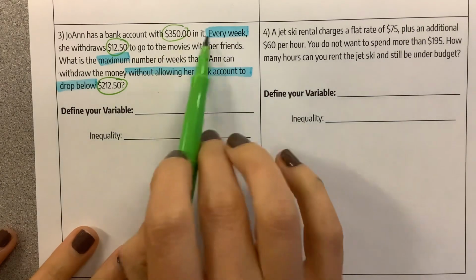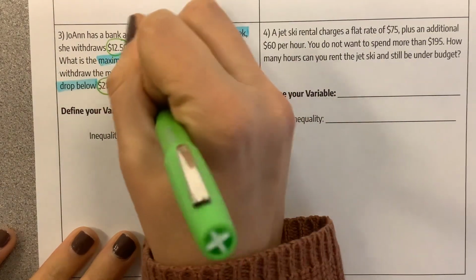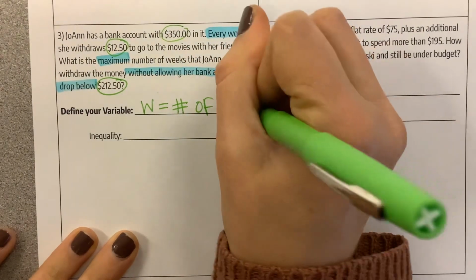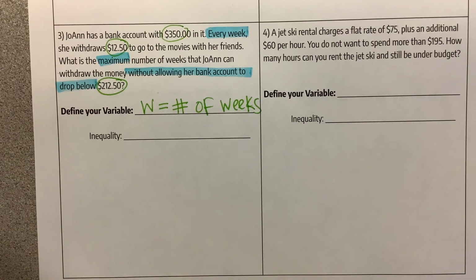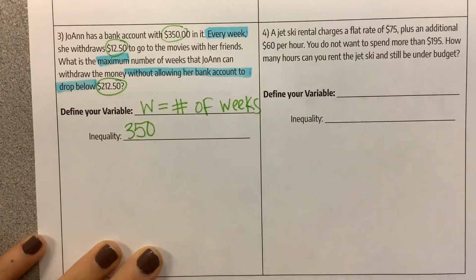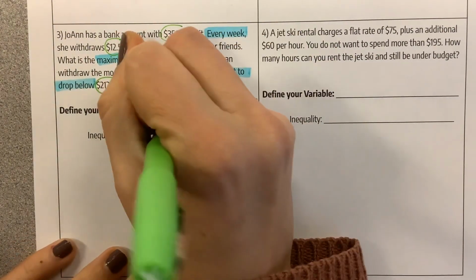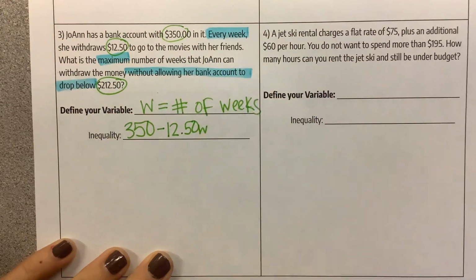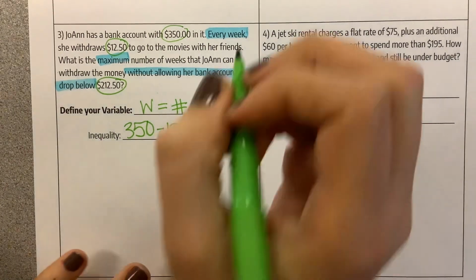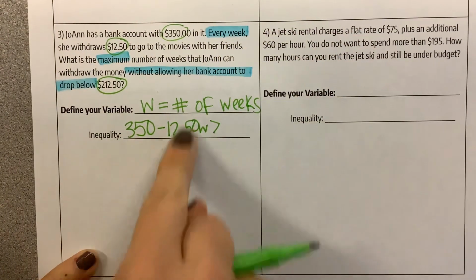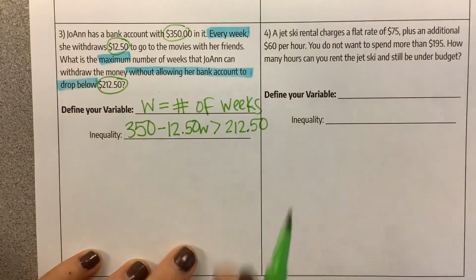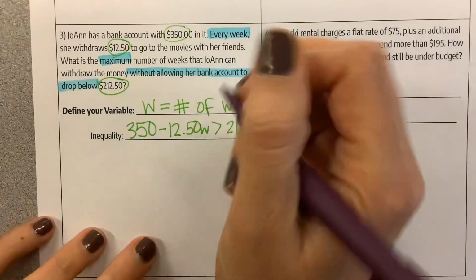And so what we're looking at here, every week, that means what we're talking about for our variable. So W equals the number of weeks. So for the inequality, all right, let's start from the beginning. She has $350 in the account. She's taking away $12.50 each week, and we don't want her bank account to drop below $212.50, so we need what's in her account to stay higher than $212.50.